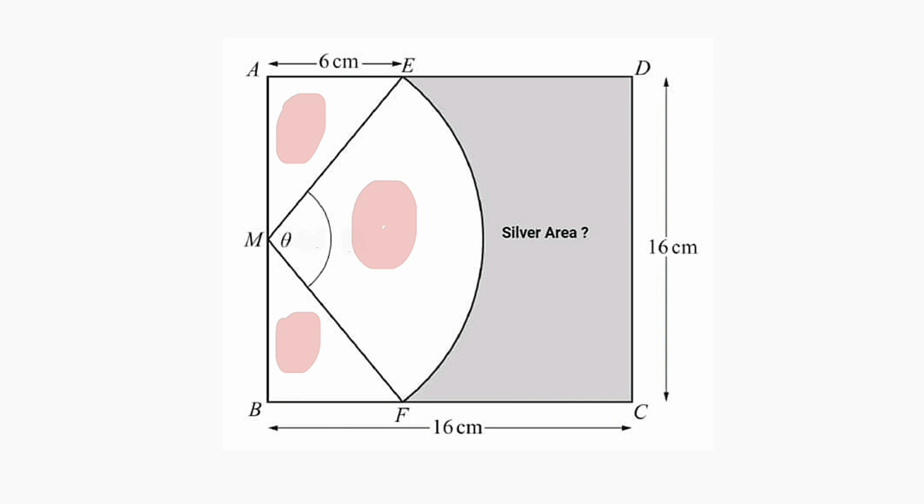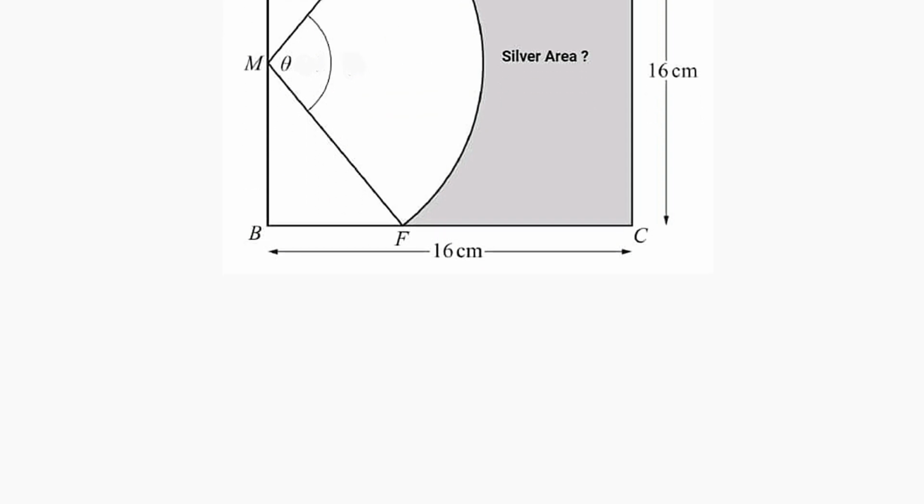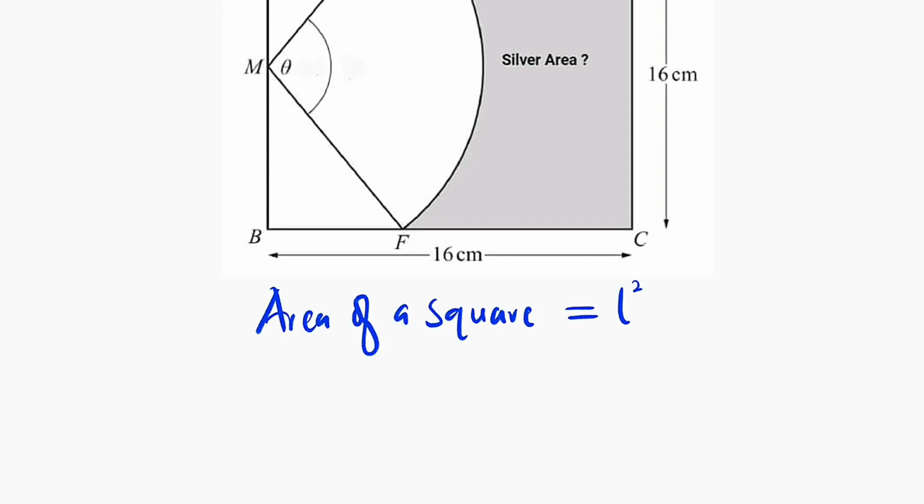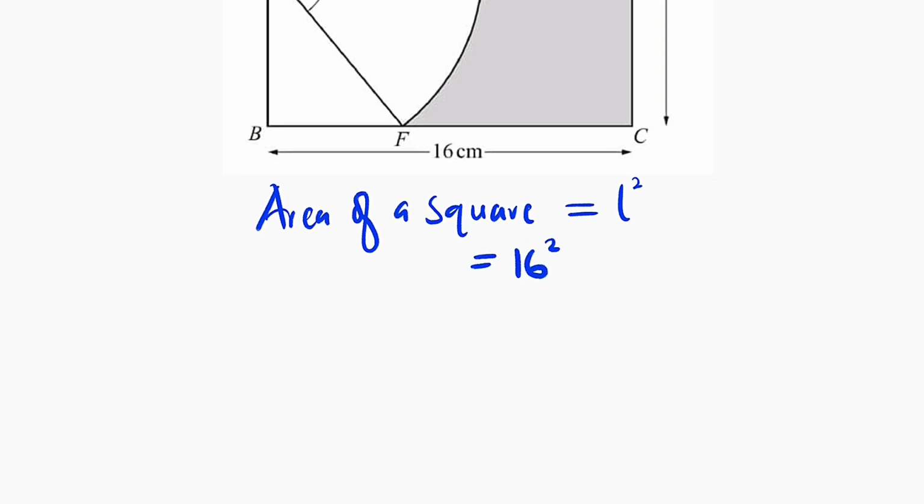Remember, area of the square is length squared, and the length of this square is 16 centimeters. So the area of a square is length squared, where the length is 16. So this is equal to 16 all squared, and 16 squared is 256. The unit is centimeter squared. So this is the area of the square.